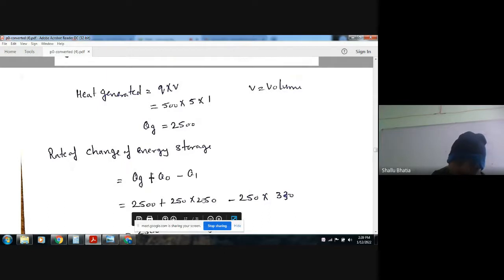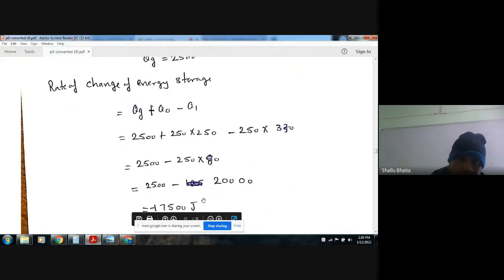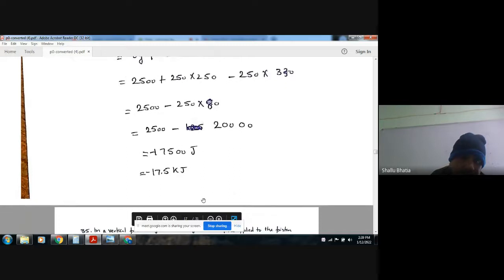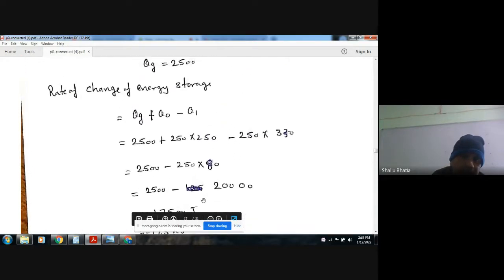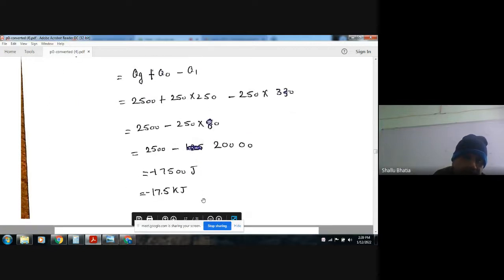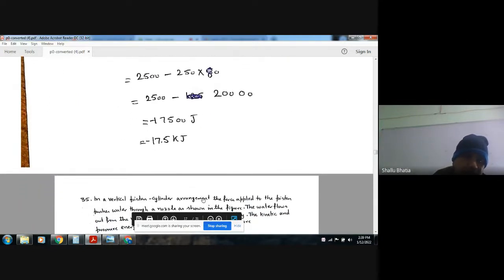Okay, so the answer is minus 7.5 kJ. That is the rate of change of energy, putting the values. Okay, next.